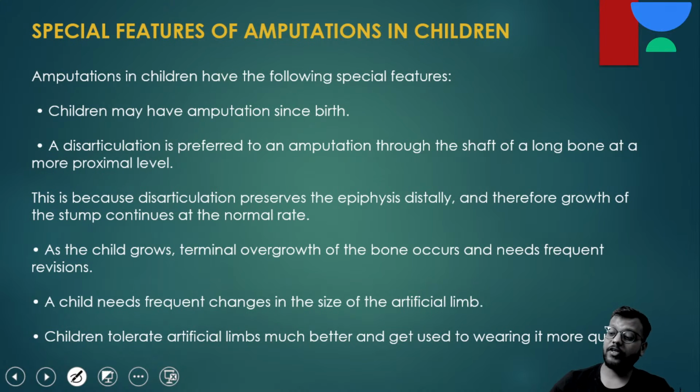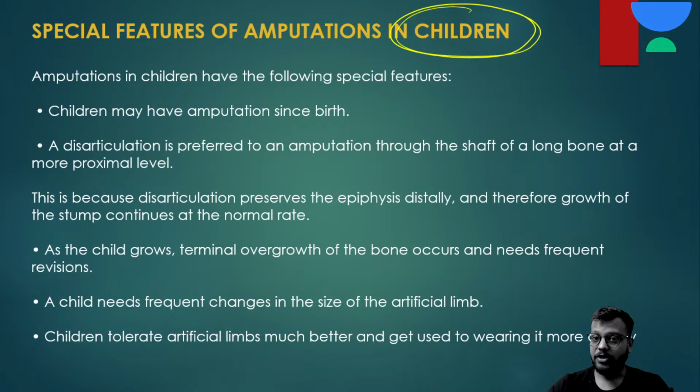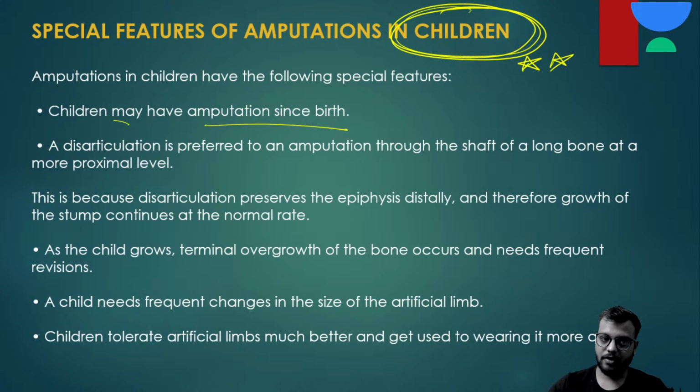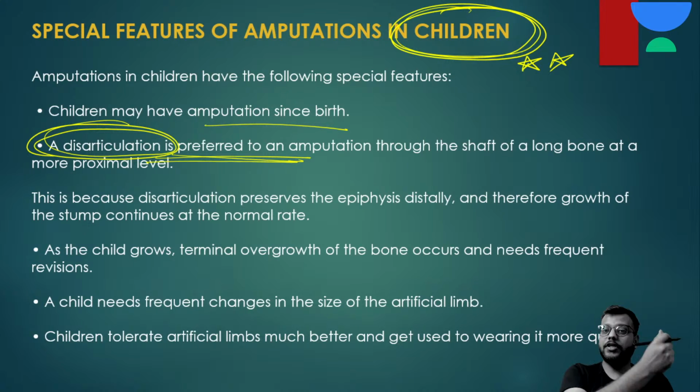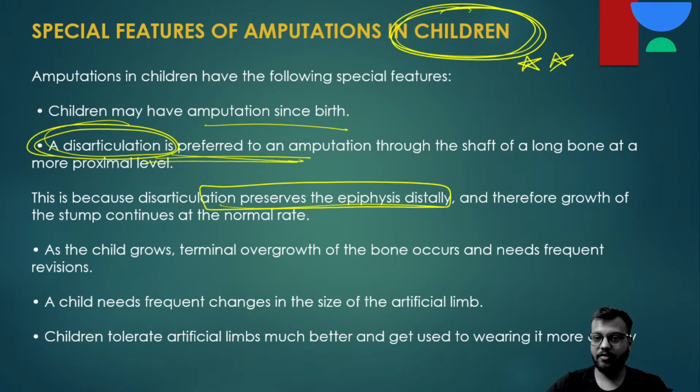Now, special features of amputation in children. In children you generally try to preserve as much as possible, and you try to disarticulate more. Amputation can be since birth also in children, and disarticulation is preferred because if you disarticulate, the distal epiphysis is preserved, and if the epiphysis is preserved then the bone growth is well mannered and at a normal rate. But if not, there will be abnormal growth.